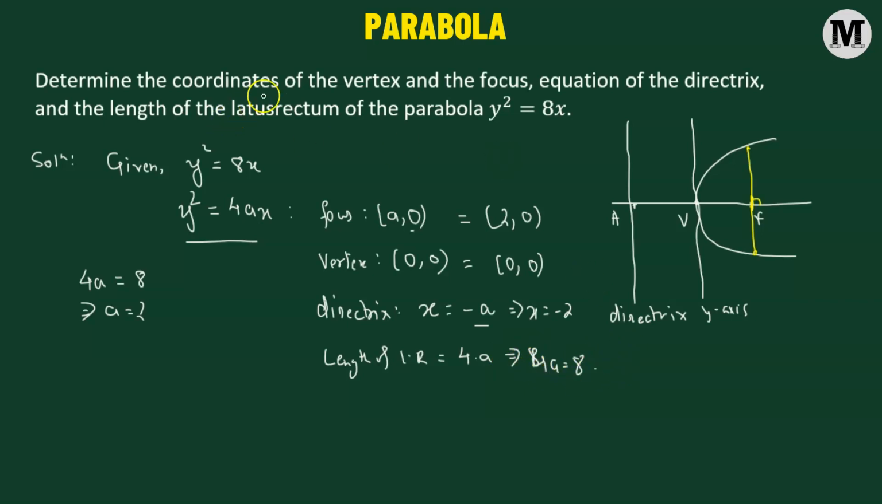So we have successfully obtained the coordinates of the vertex and focus, the equation of the directrix, as well as the length of the latus rectum of the parabola with the equation y squared equals 8x.